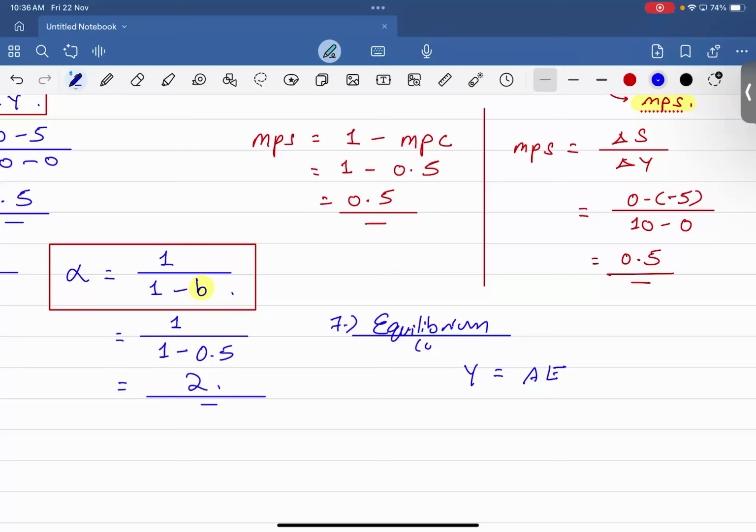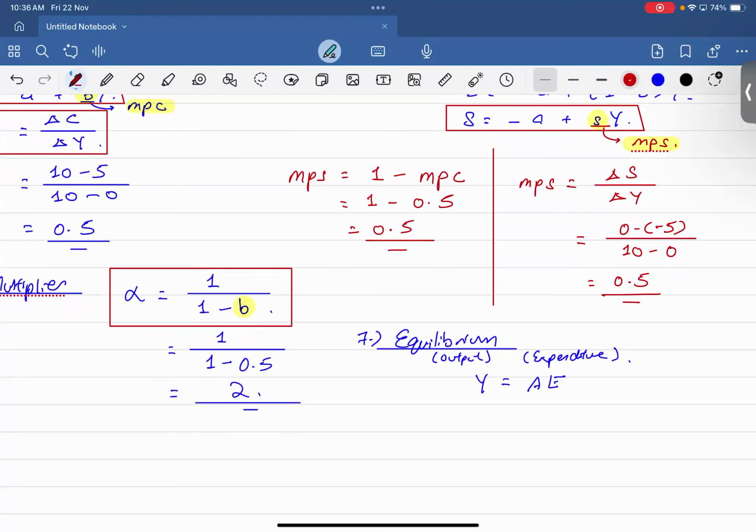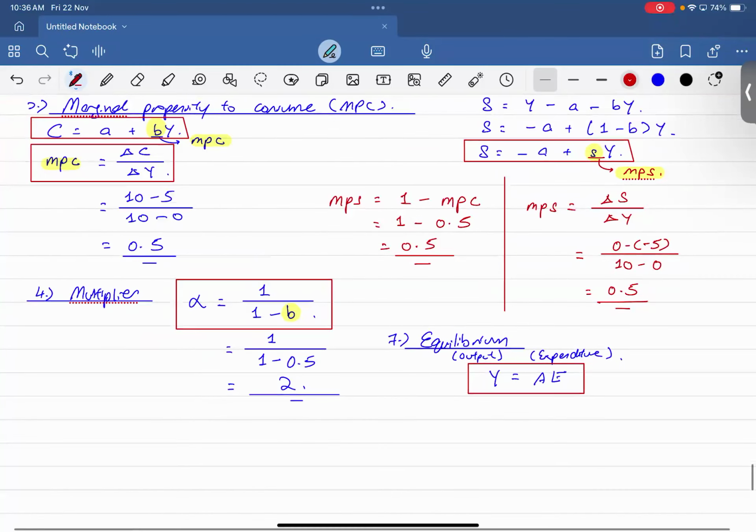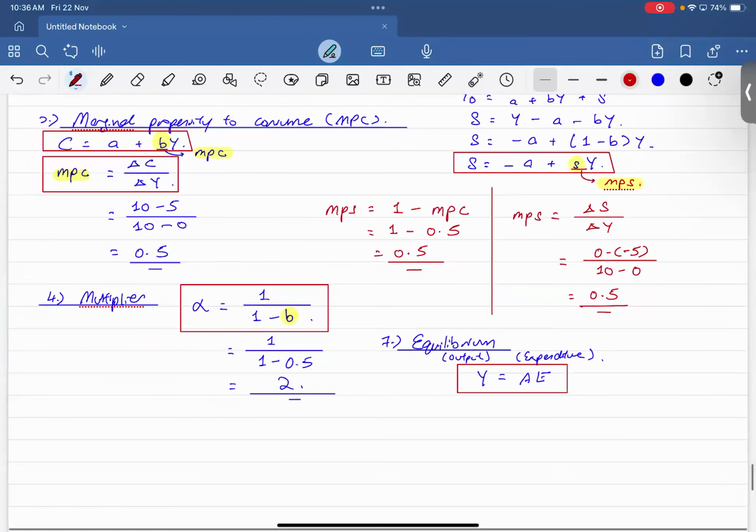Y is my output. You learned this before: the output approach equals the expenditure approach, right? Now, do you still remember how you get the expenditure value? What is the expenditure approach? Like now, I want to find my AE. How do I get this AE? Expenditure approach, what do you refer to?